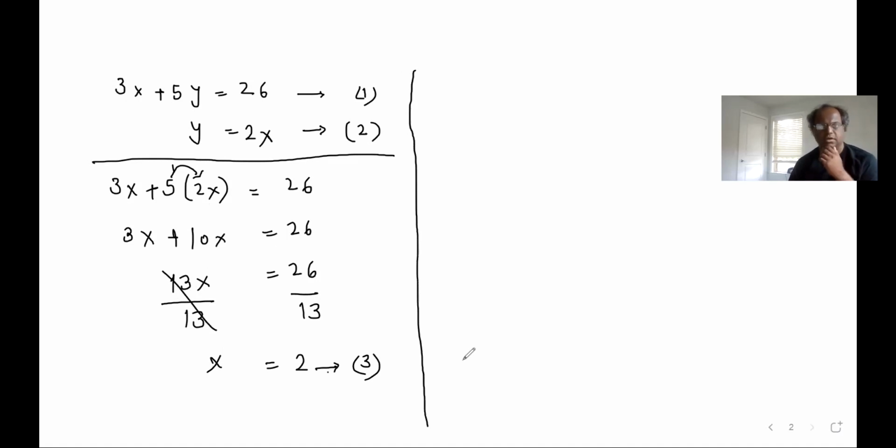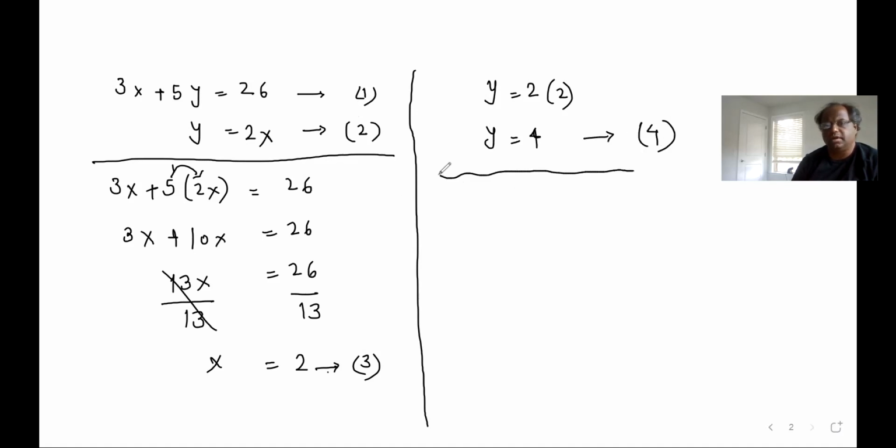But I want to find out the y as well. So what I will do is substitute the value of x, which I got from equation number 3, again in any one of these equations. But you know that equation 2 is very straightforward, and if you use equation 2, there is less hassle for the algebra for calculating y. So I will use this. So y is equal to 4. Okay.